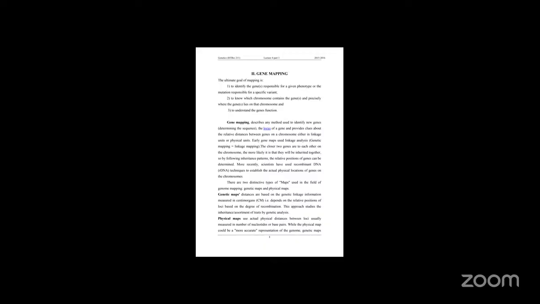Now today we will discuss the gene mapping method. So what is gene mapping? What are the different methods of gene mapping techniques?